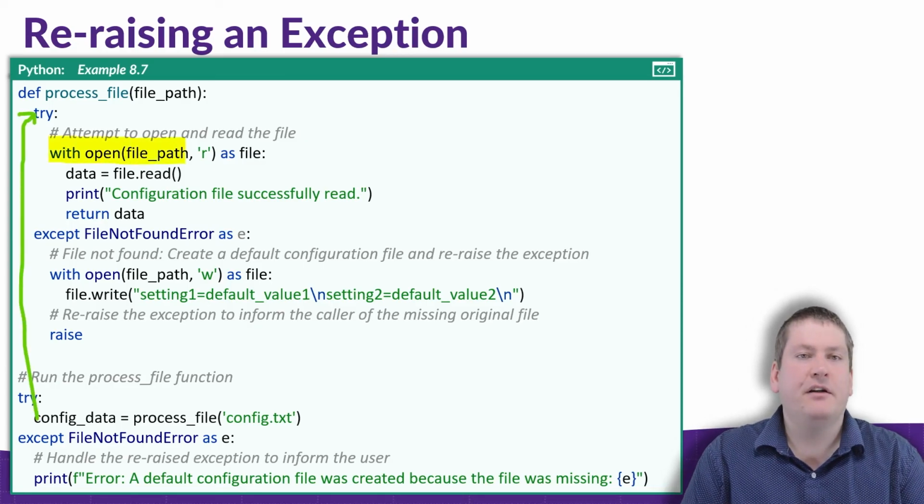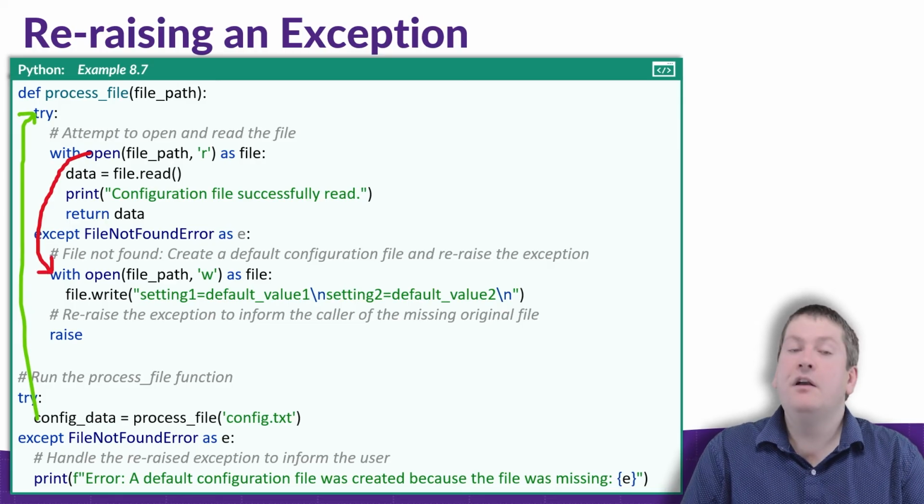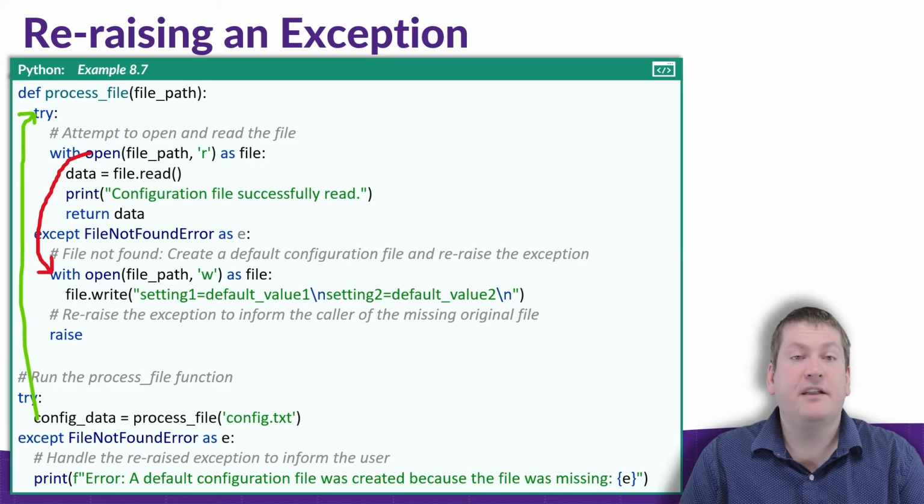So calling this would cause our function to execute, and it would start with the try except block. It would enter the try block and run the first line. And that first line is this with statement that's going to attempt to open the file. Now, in this case, we said the file doesn't exist yet, so this would raise an exception. That exception would be the FileNotFoundError exception.